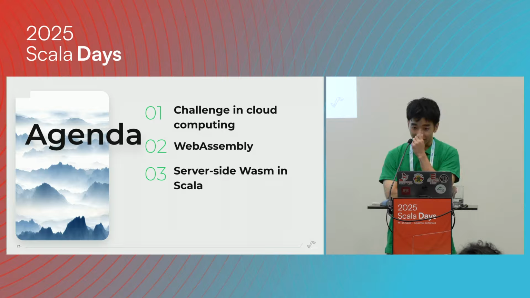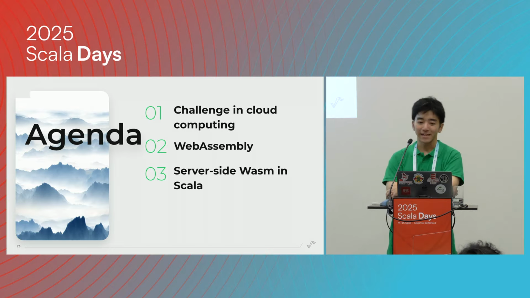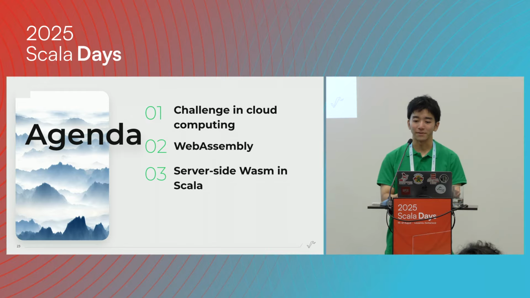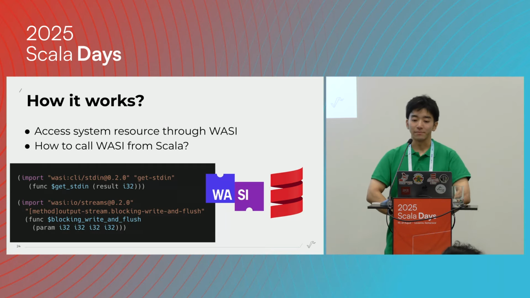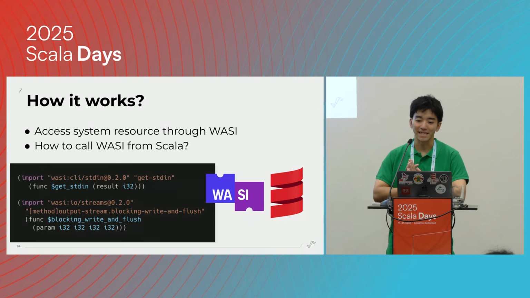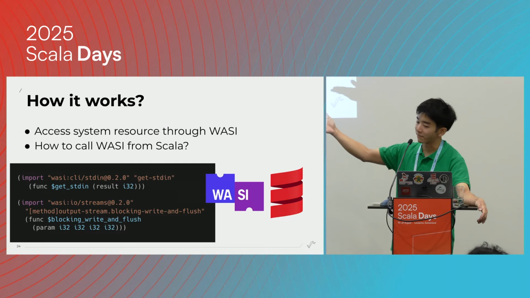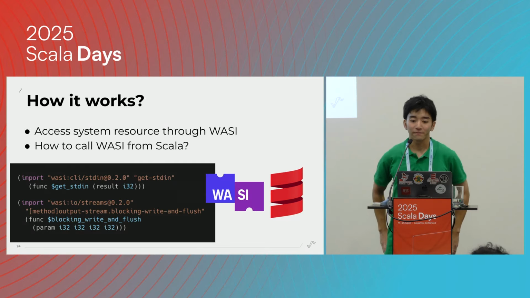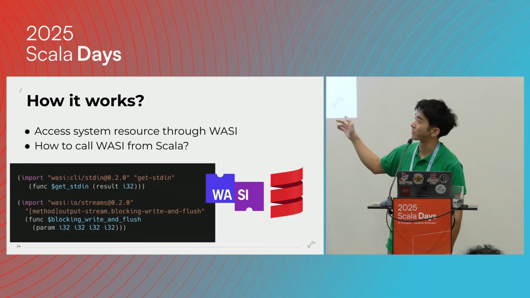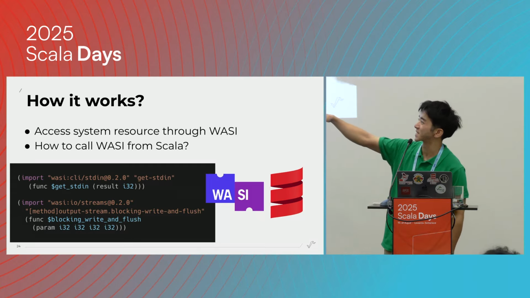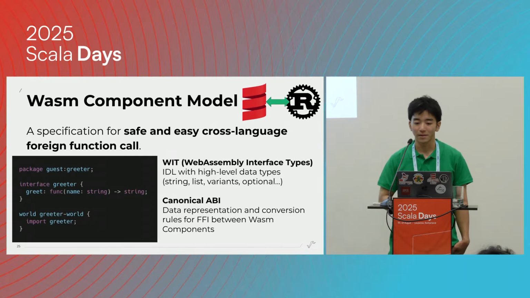All right, I've been talking about Wasm and WASI, and now let's finally talk about server-side Wasm in Scala. So we saw WASI is a standardized system interface for Wasm, but remember, WASI is just a definition of import interfaces, something like this. So how can Scala programs call WASI interfaces? How can a Scala program call these imported functions?